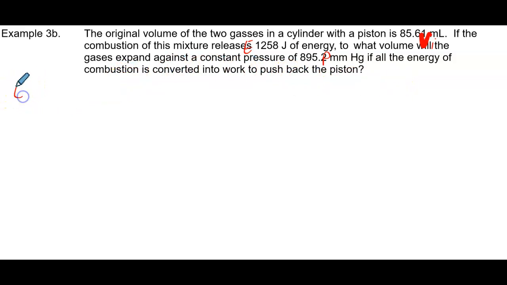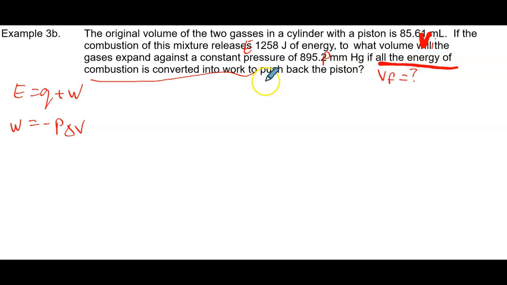Okay, so we have two choices, E equals Q plus W, or we have W equals negative P delta V. If you read this, what volume will the gas expand? So I'm looking for VF, so I'm going to need to use this, because I need volume, but there is no place to plug in energy. But it tells us that all the energy of combustion is converted into work. So therefore, instead of saying E, we know if it's all converted, energy equals work.